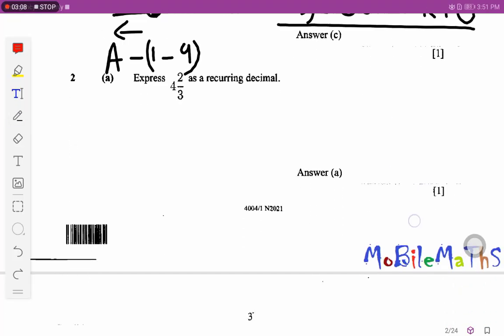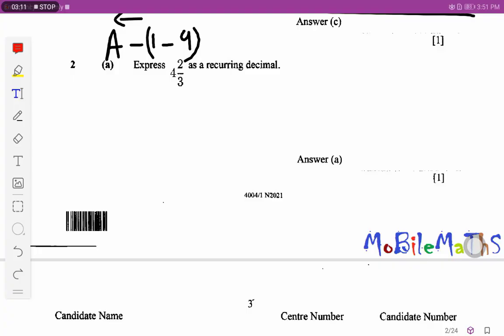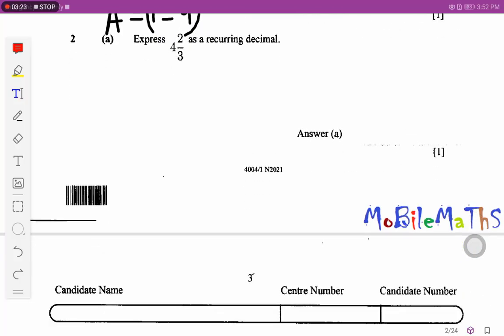Let's move on. Express 4 and 2/3 as a recurring decimal. Okay, so as a recurring decimal, the easiest way is to write it as an improper fraction. Here it is a mixed fraction there. So as an improper fraction, you multiply. So it's 4 and 2/3 like that. You multiply there and you add at the top. So it will be 4 times 3, that will be a 12 plus a 2, that will be 14/3 like that.